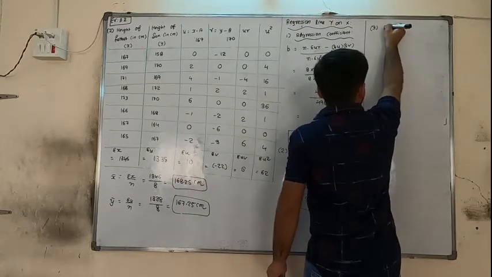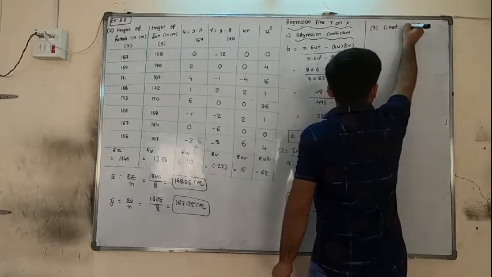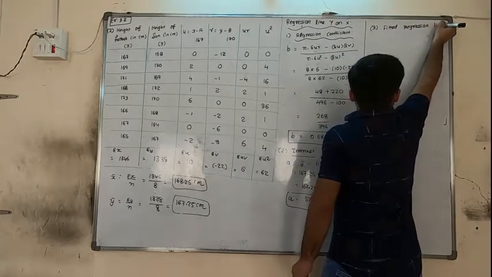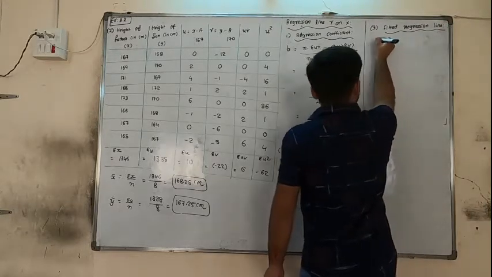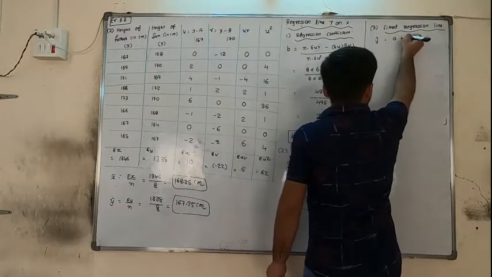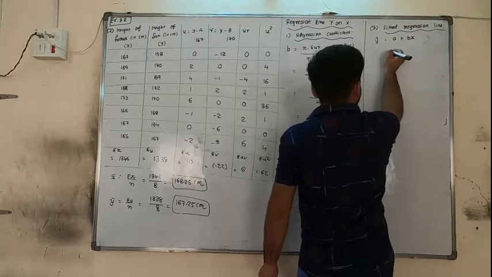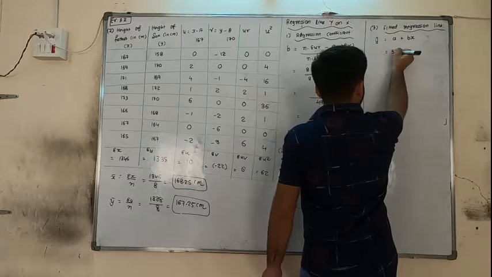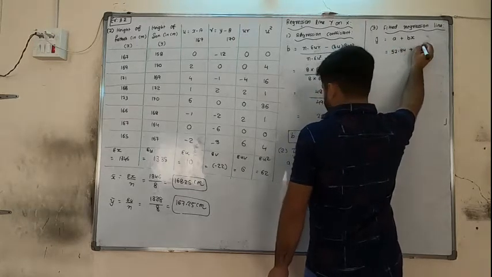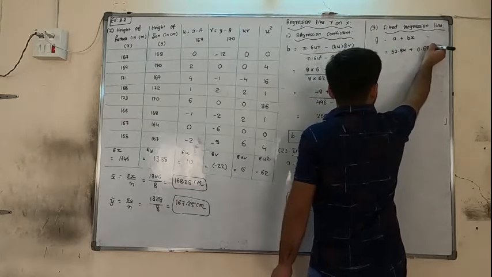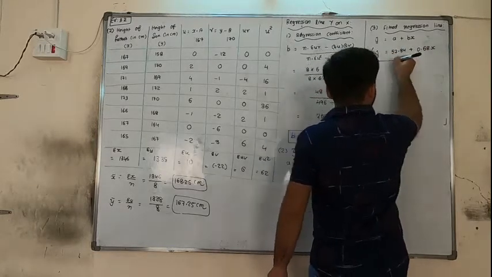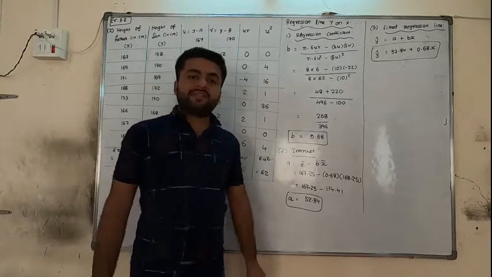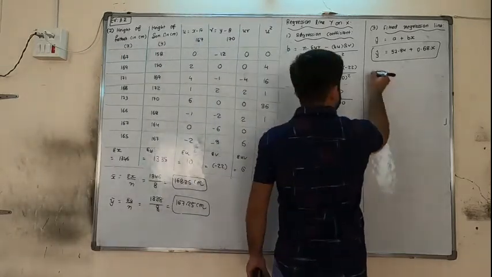Third step, the fitted regression line. Y cap is equal to a plus bx. A is 52.84, plus b which is 0.68, times x. So the equation is y cap equals 52.84 plus 0.68 x.